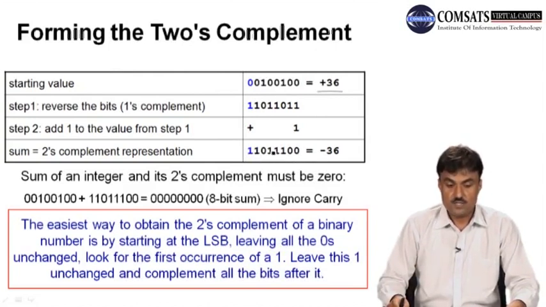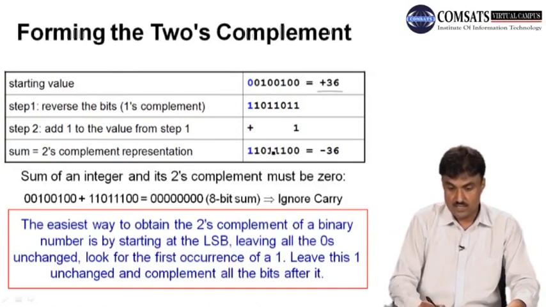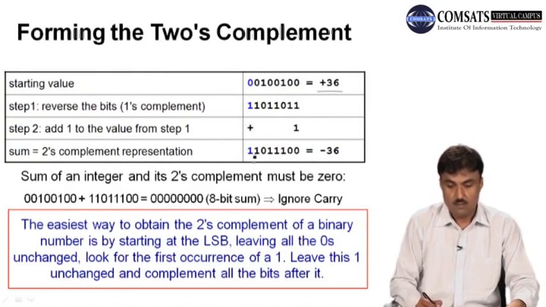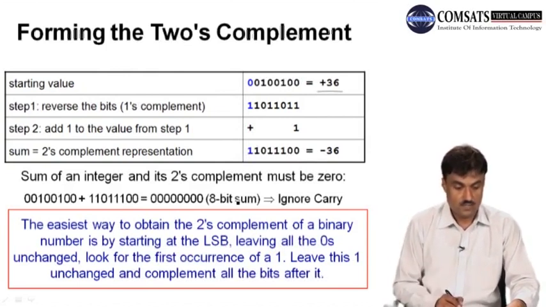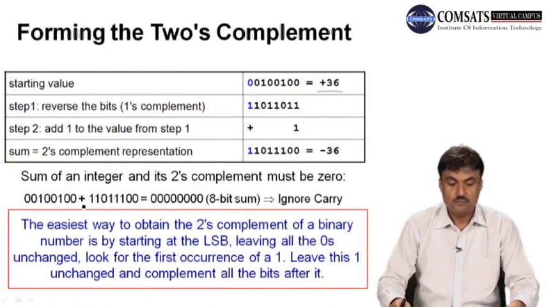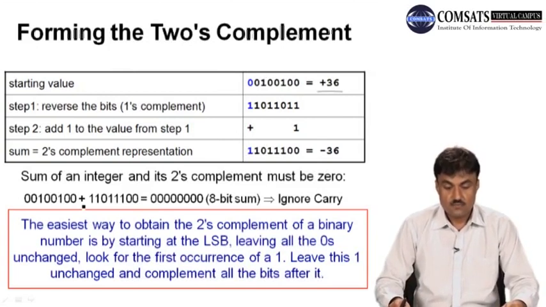So the sum of an integer and its 2's complement must be 0. For example, if we add this one and this one, it will result in a 0. You can see here, if we add this one and all these zeros, we will get a carry, but we will ignore this carry, and the result will be 0. Here you can see this is an example. So this one is the easiest way to obtain the 2's complement of a binary number.